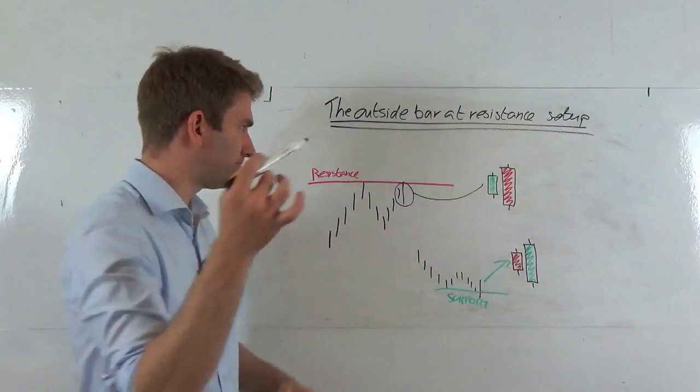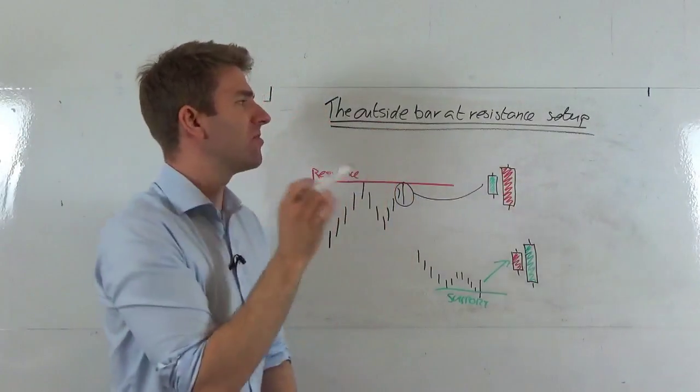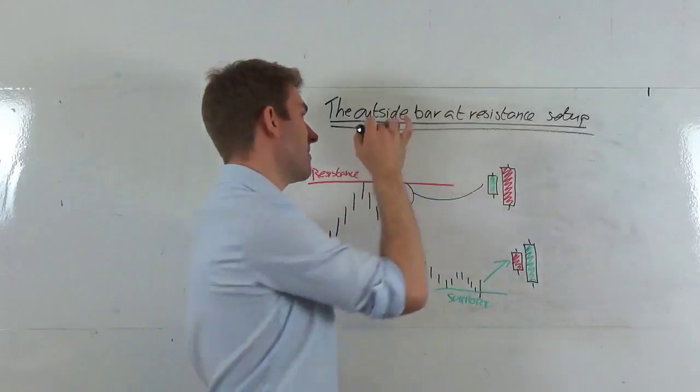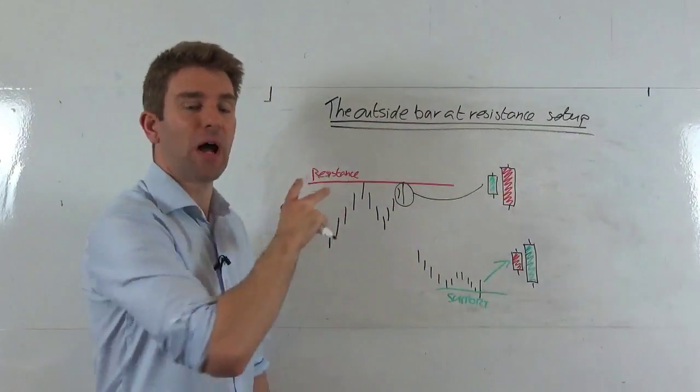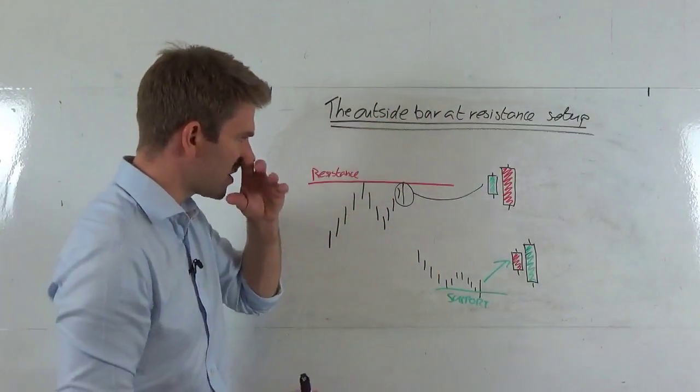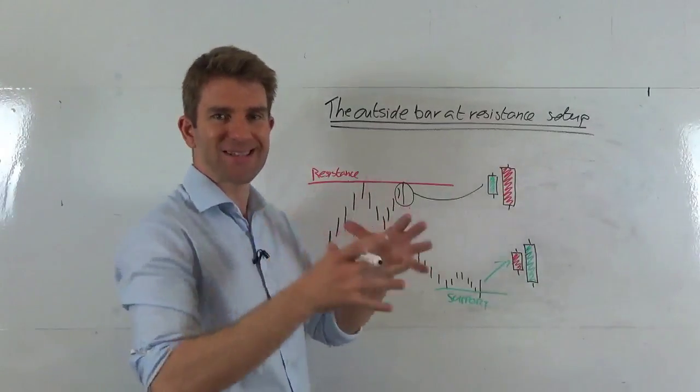So first of all, the outside bar at resistance setup. It could be outside bar at resistance or support. I'm gonna look at them both. So let's look at resistance first. So what are we looking for exactly?